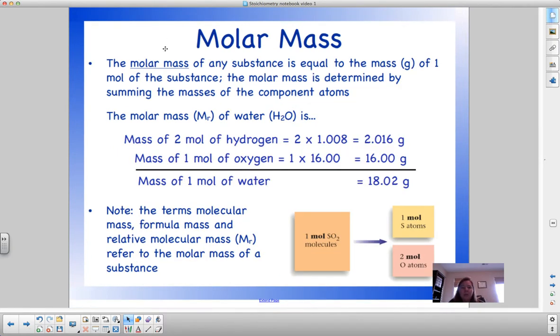So we're going to take that one step further and apply this to the molar mass. And we did go over this before, but I wanted to make sure I brought this back to your attention to get it into the front part of your brain. So the molar mass of any substance is equal to the mass, that's in grams, of 1 mole of a substance. And remember, we need your periodic table for this information.